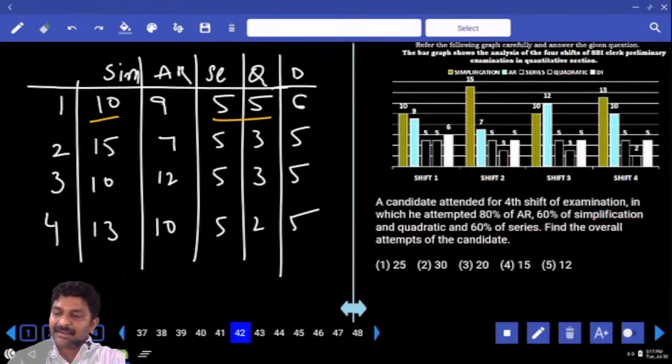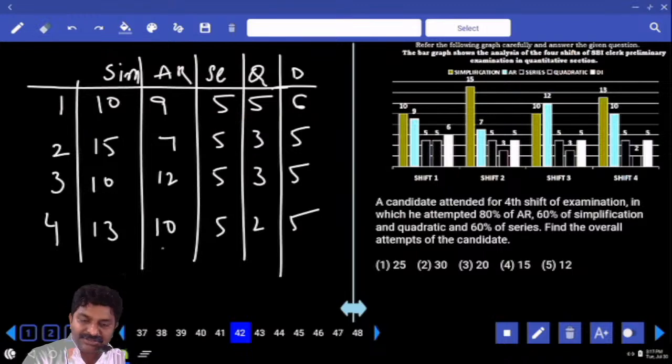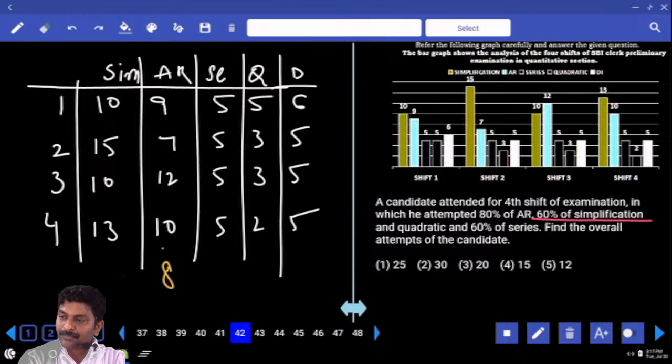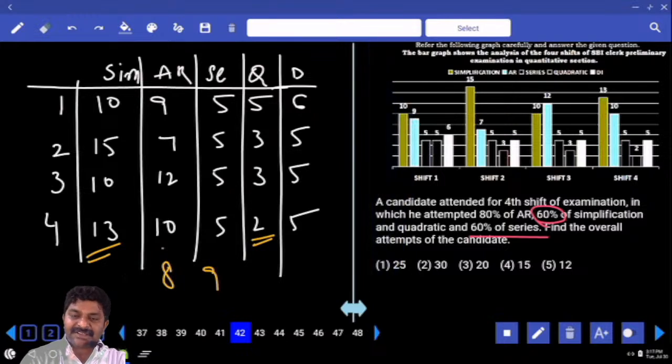A candidate attended the 4th shift of the exam, in which he attempted 80% of the arithmetic, which is 8, 60% of simplification and quadratic. Simplification and quadratic both together are 15, out of which he attempted 60%, which is 9. 60% of the series, out of 5, 60% is 3. Overall attempts made: 20.